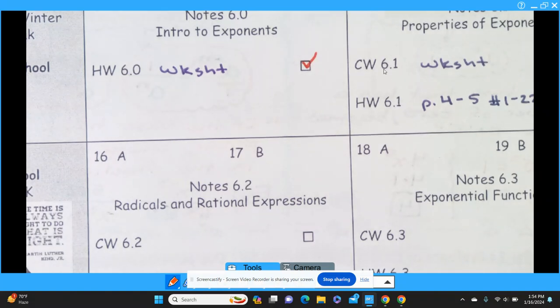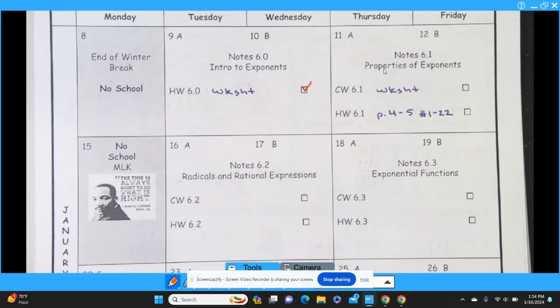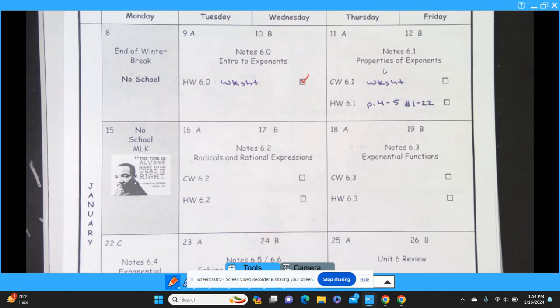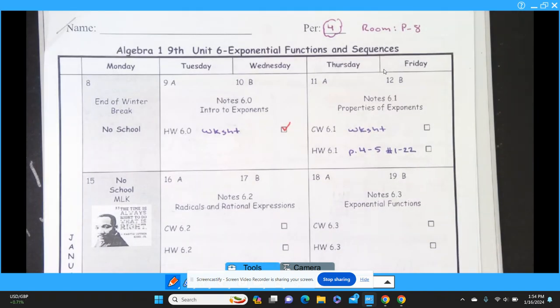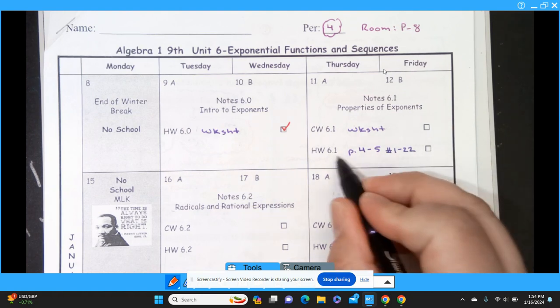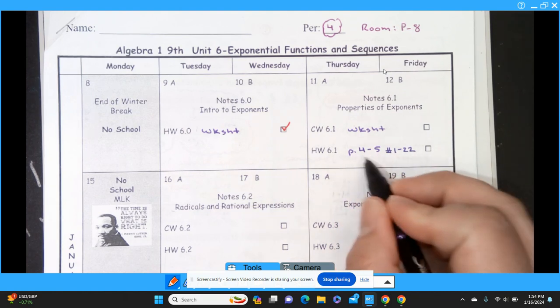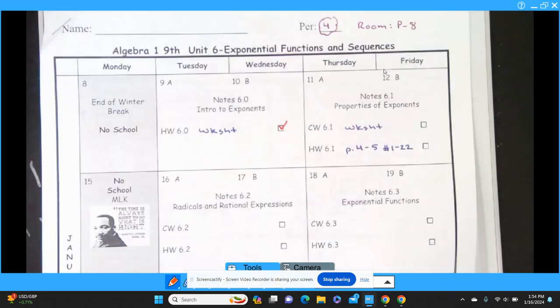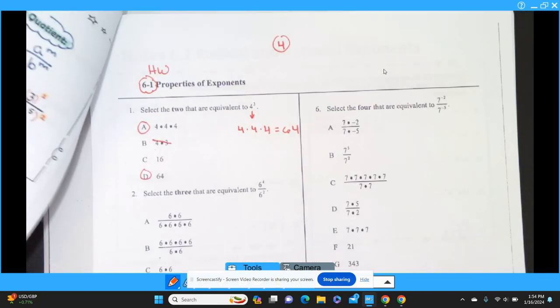For today, we are going to be covering note 6.2, as you can see in your calendar. But a couple reminders before we do anything else. Remember, part of your ticket out for embedded today is to turn in last Friday's homework, which was page 4 through 5, numbers 1 through 22. So don't forget, page 4 through 5, numbers 1 through 22.